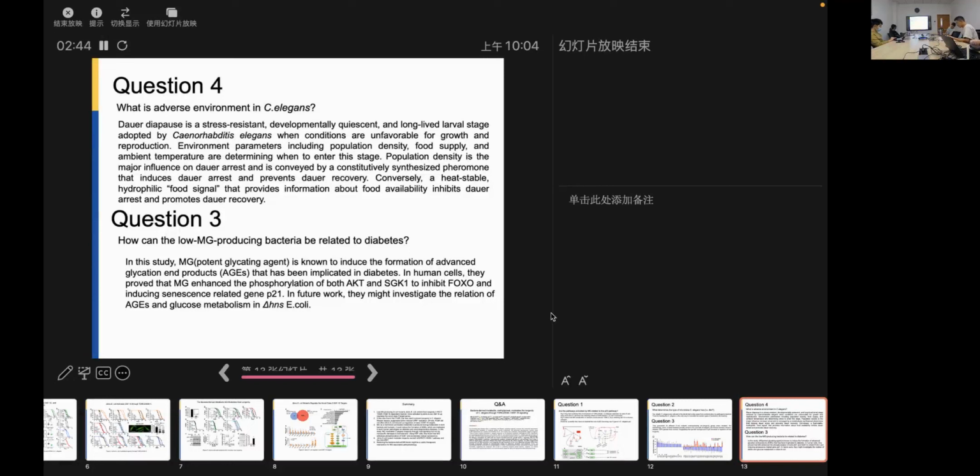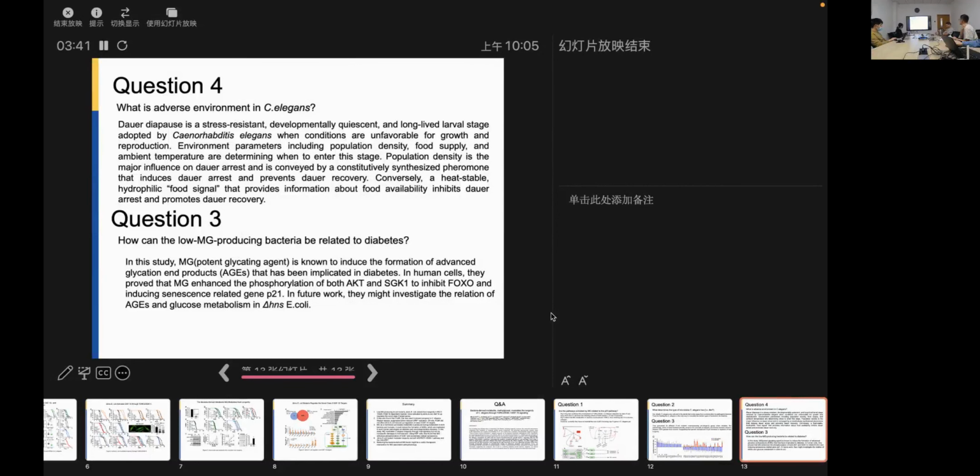So the last question is about how low energy producing bacteria can be related to diabetes. Actually, they haven't done any experiment confirming a direct relation with diabetes. But in this study, MG is a pretty potent glycating agent that is known to induce the formation of AGEs, which are advanced glycation end products. AGEs have been proved to be involved in glucose metabolism in some papers, and it has been confirmed that AGEs are implicated in diabetes.